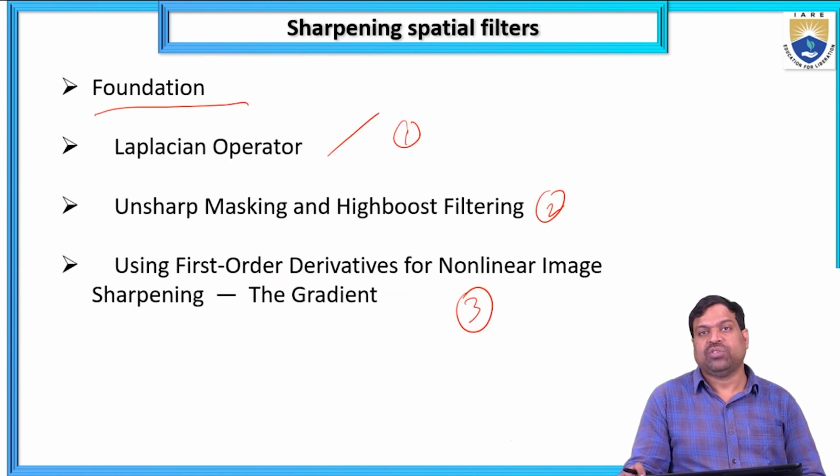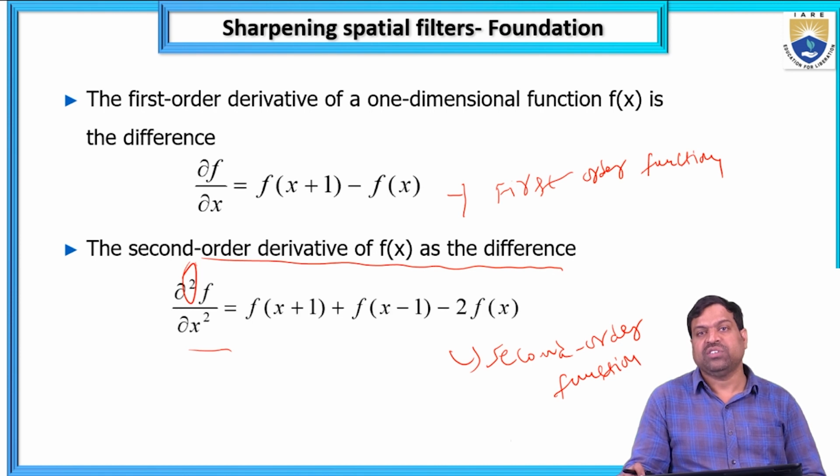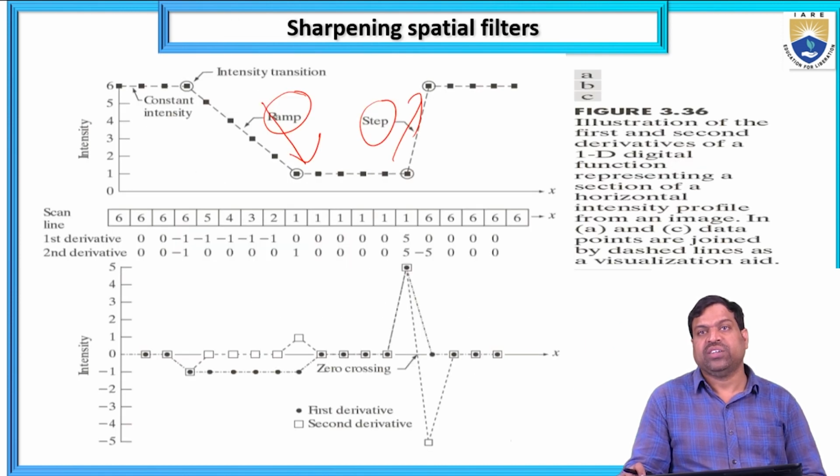What are the foundations of sharpening? Laplacian operator, unsharp masking, and high-boost filtering. What is used? The first-order derivative and, for non-linear images, sharpening and gradient. So the first-order filter equation, the second-order equation, and a sharpening of an image with ramp and step functions. Okay, thank you.